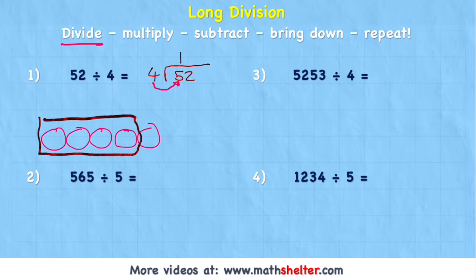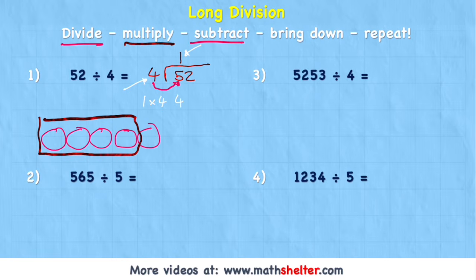But now it says to multiply. And what that means is what we're trying to do now is work out how many we've taken away so that we can see how many is left. And my multiplication will be this 1, because I took one group away, multiplied by the 4, because I took one group of 4 away. So I can write 1 multiplied by 4. 1 multiplied by 4 equals 4.